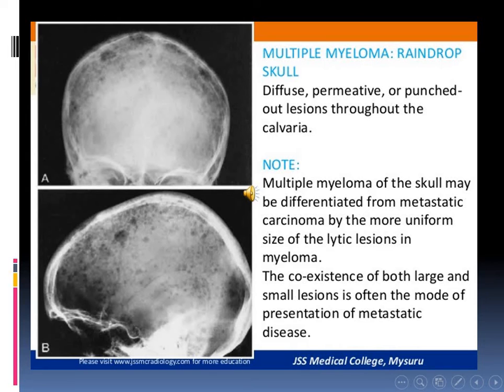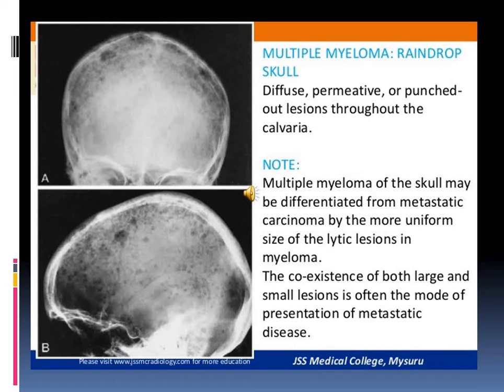A more specific sign for the shape of the lesions in the skull of a patient with multiple myeloma is called the raindrop sign. In this X-ray, taken in AP and lateral views, we can see multiple small well-defined osteolytic lesions involving the skull vault. These lesions are nearly uniform in size, and they are rather small. This represents the features of multiple myeloma.